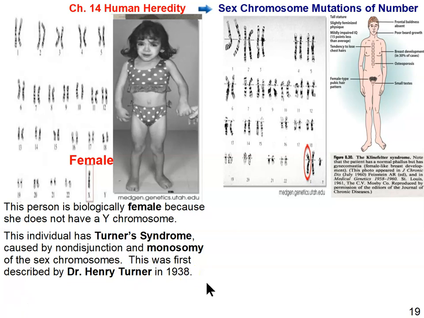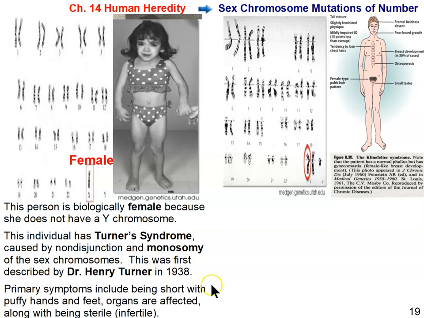And you can see some of the symptoms by looking at the picture of this girl here. The primary symptoms include being short, with puffy hands and feet. Organs are affected and therefore may malfunction, and individuals may be unhealthy as a result, along with being sterile. In other words, people with Turner syndrome can't reproduce. The reason being that the wrong number of chromosomes somehow interferes with meiosis and gametogenesis.